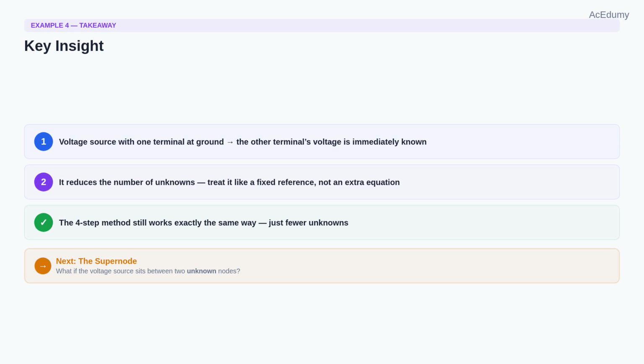When a voltage source has one terminal connected to the reference node, ground, the other terminal's voltage is immediately known. It does not add an unknown. It actually reduces the number of unknowns. But what happens when a voltage source sits between two non-reference nodes, where neither voltage is known? That creates a special structure called a supernode, and that is exactly what we will tackle in the next video.